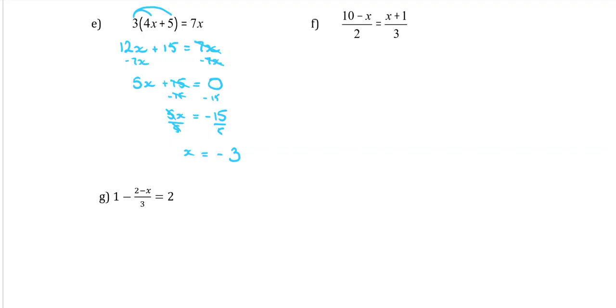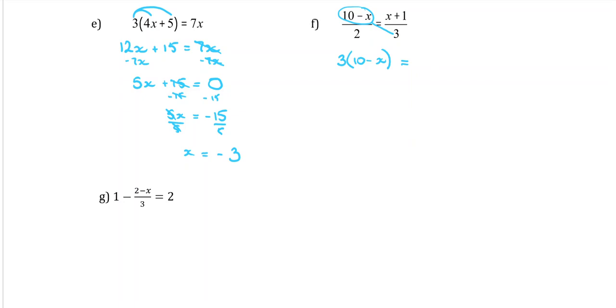What about fractions on both sides of the equation? If it's just one fraction on the left and one fraction on the right of that equal sign, then we have a strategy called cross-multiplying that we can use. That means we take what's on the top of the first fraction and multiply it with what's on the bottom of the second fraction. So 3 multiplies with 10 minus x.